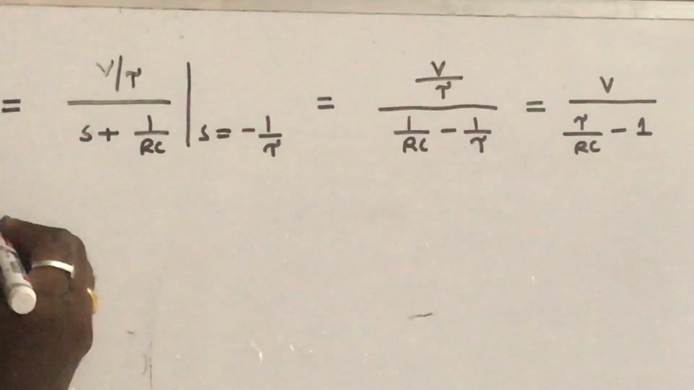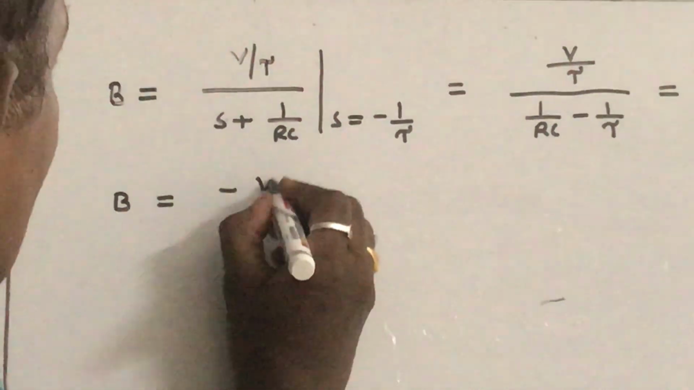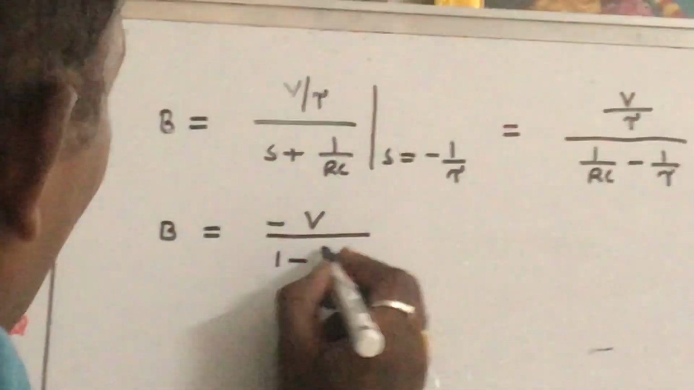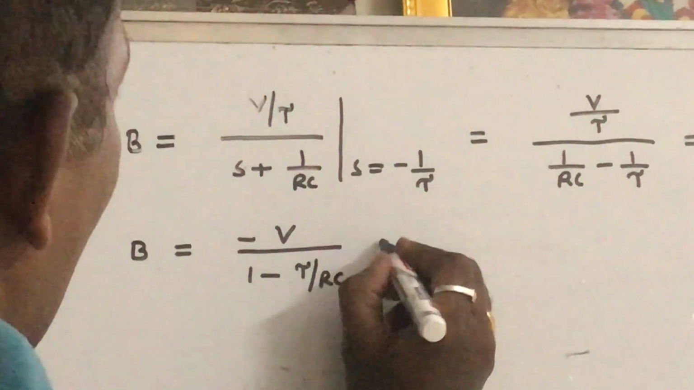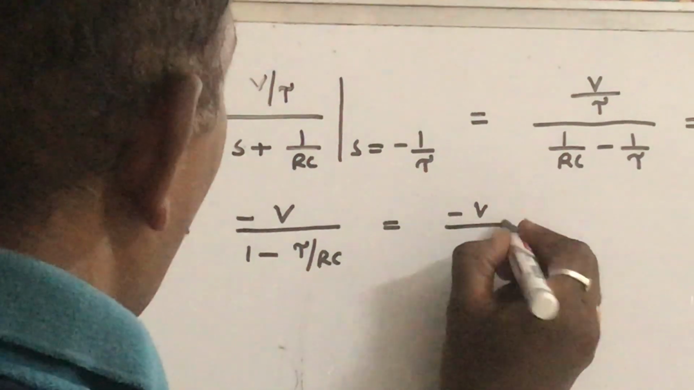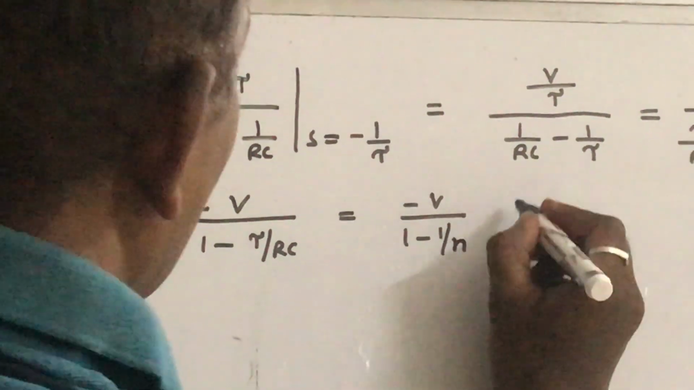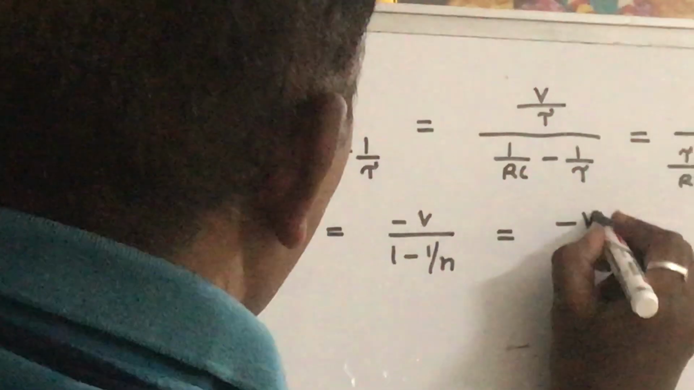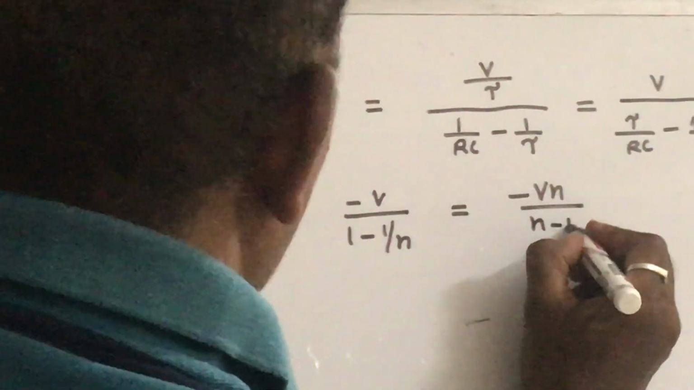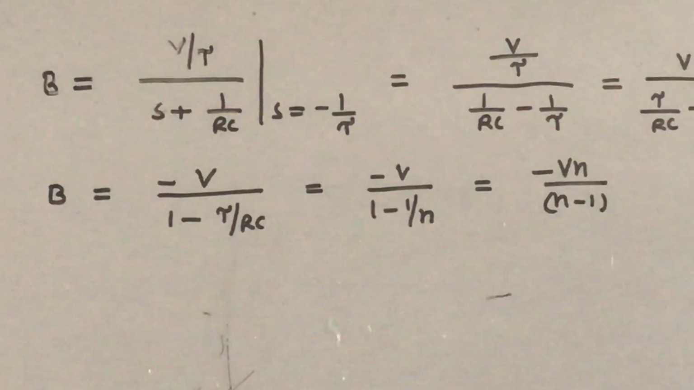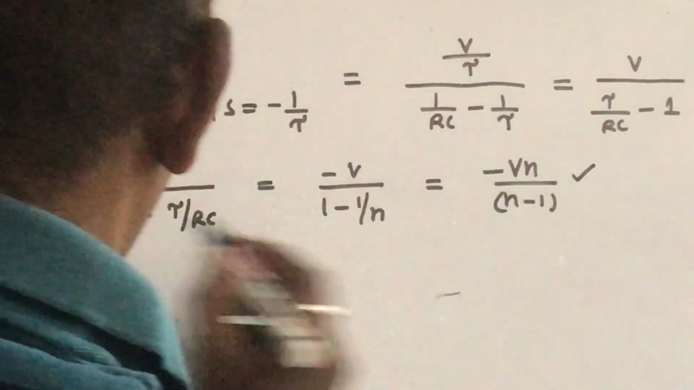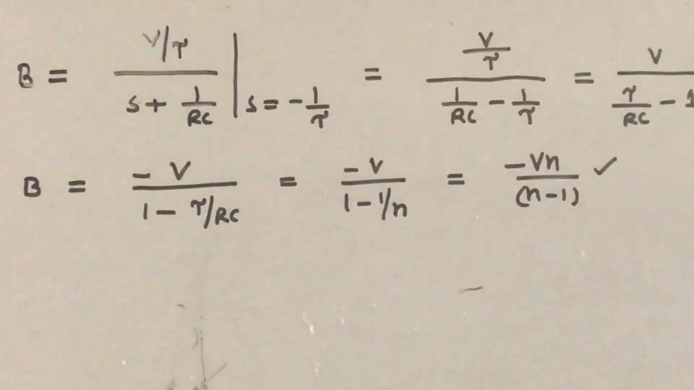If you further simplify, take minus as common. So minus V by 1 minus tau by RC. As you know, tau by RC is replaced by 1 by n, so from which we get minus Vn by n minus 1. So A is equal to Vn by n minus 1, and B is equal to minus Vn by n minus 1.